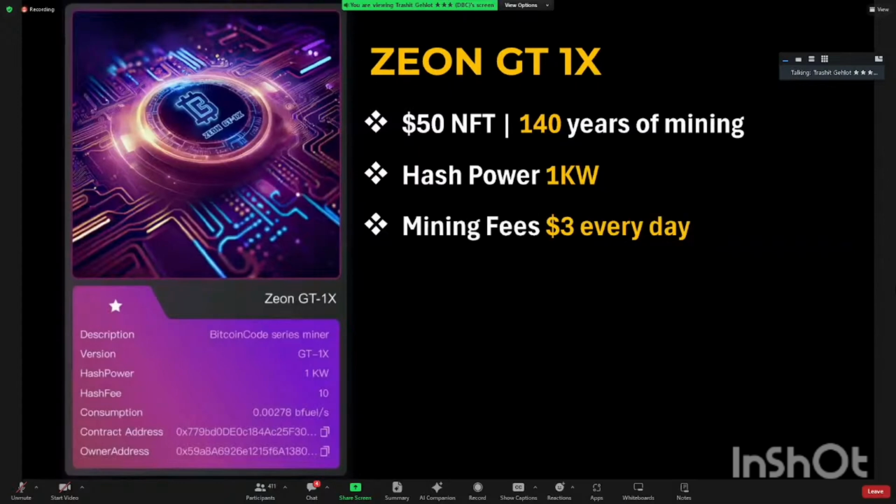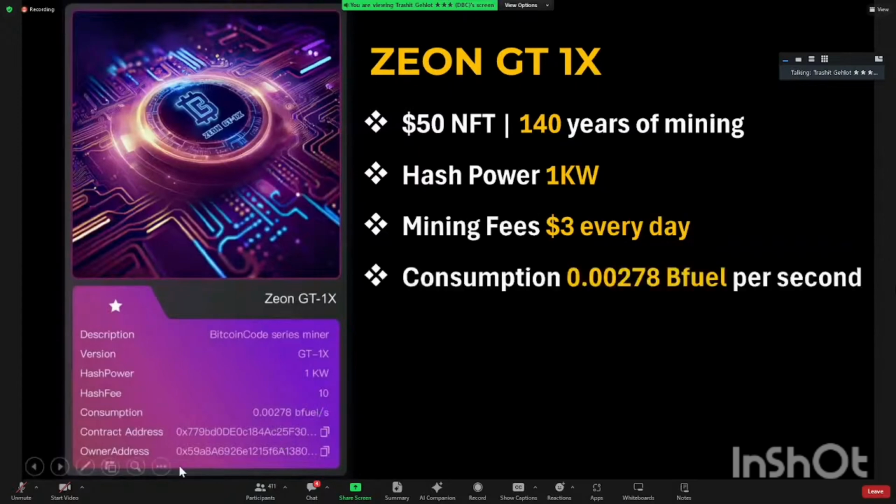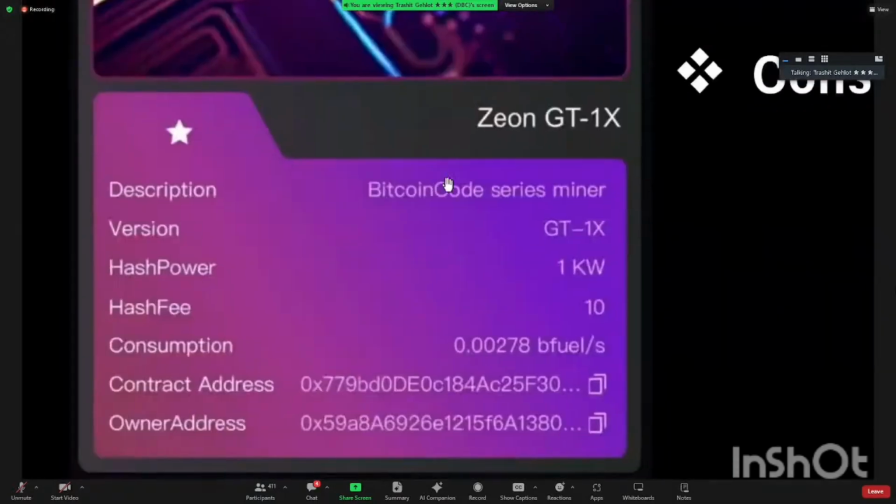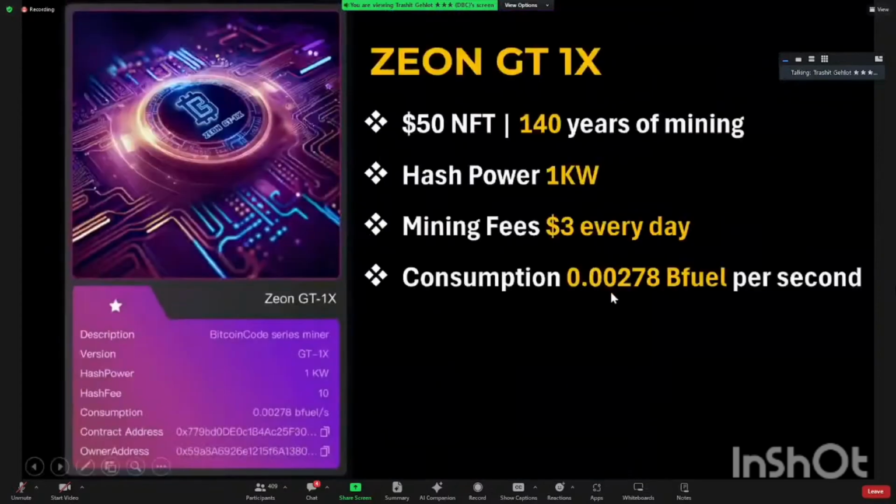But how did we come to this conclusion? Understand this: the consumption rate of this Xeon GT1X is 0.00278 B fuel per second. It consumes 0.00278 B fuel every second. And how many seconds do we have in an hour?